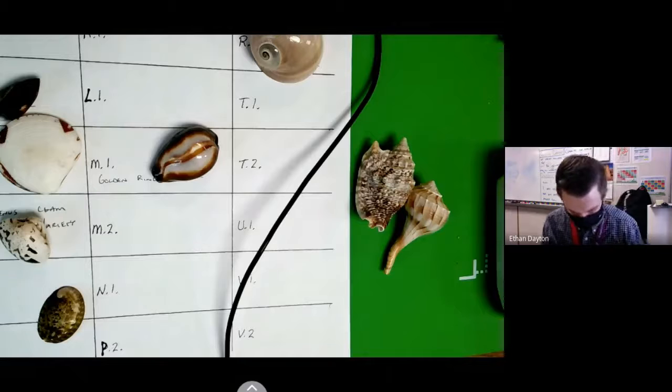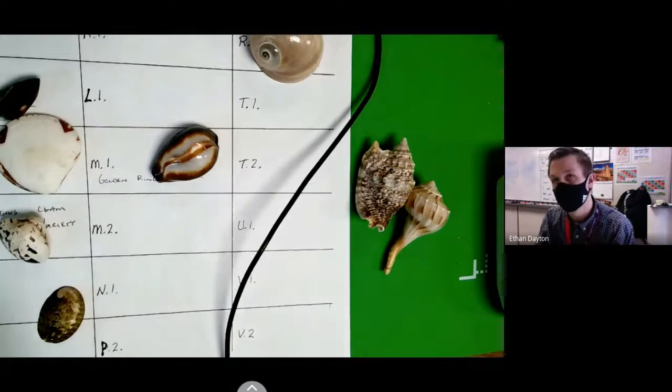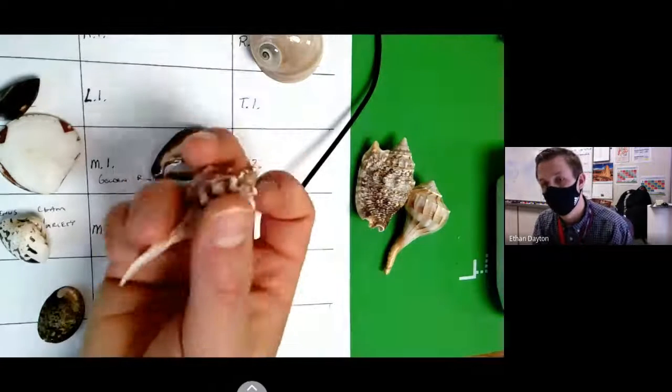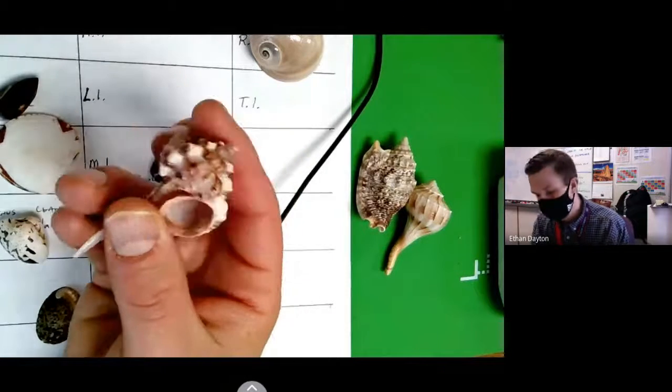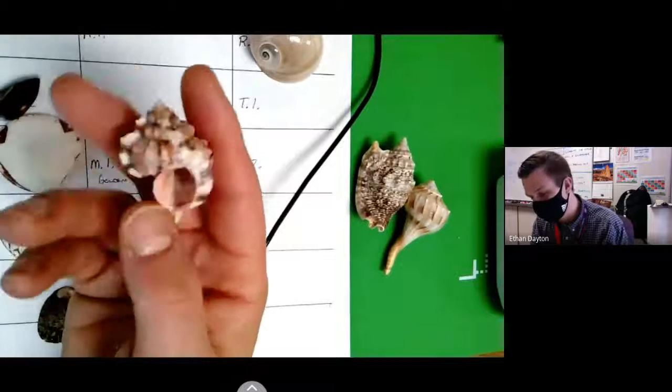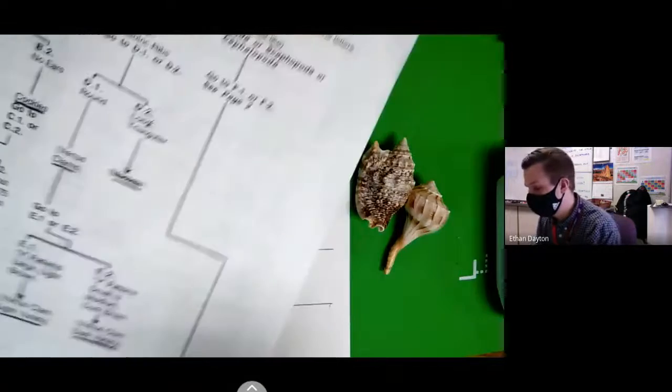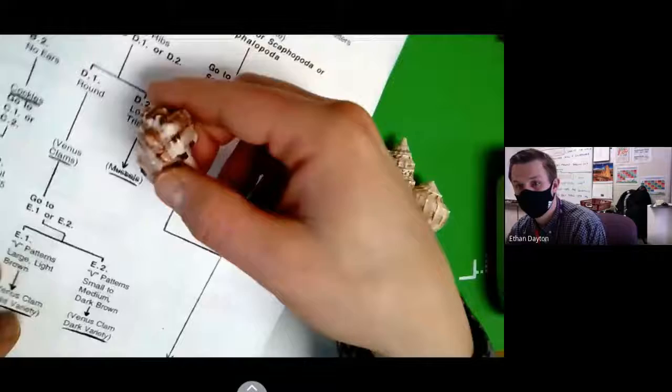Here, this one will help us out. Look in here. Okay, this one, we're going to start from the beginning. I'll save you the formality. This is a gastropod. It is one valve.